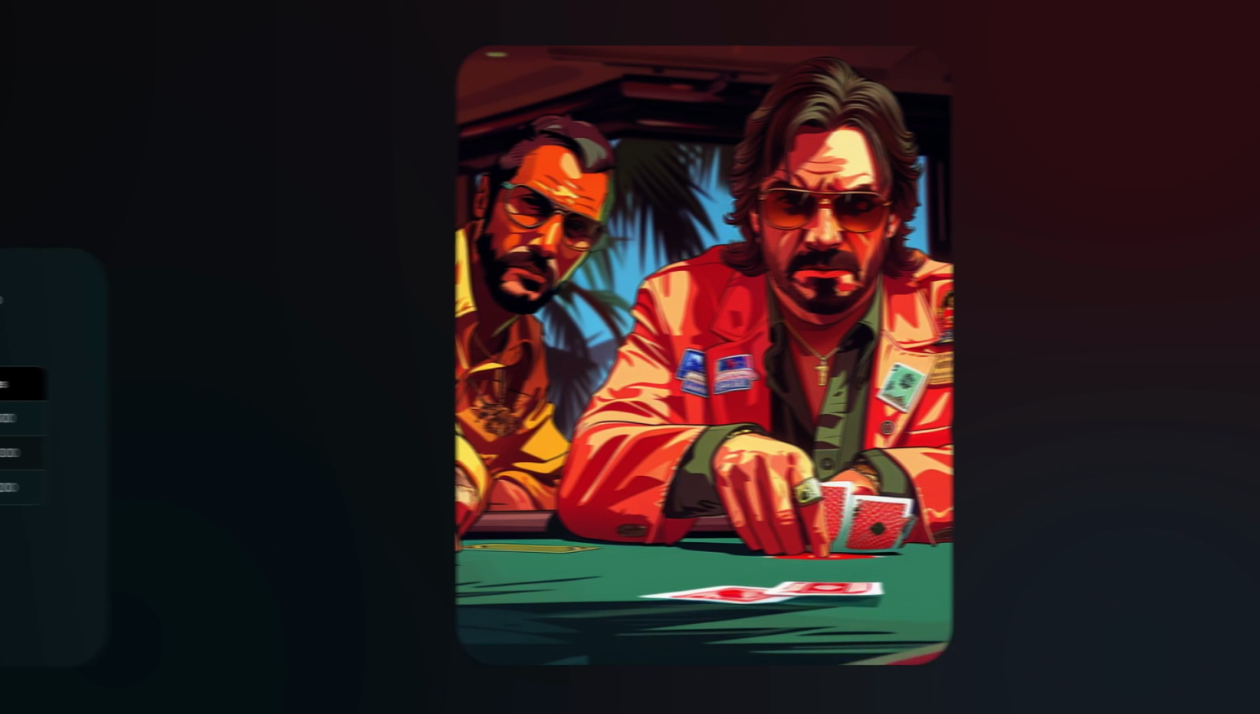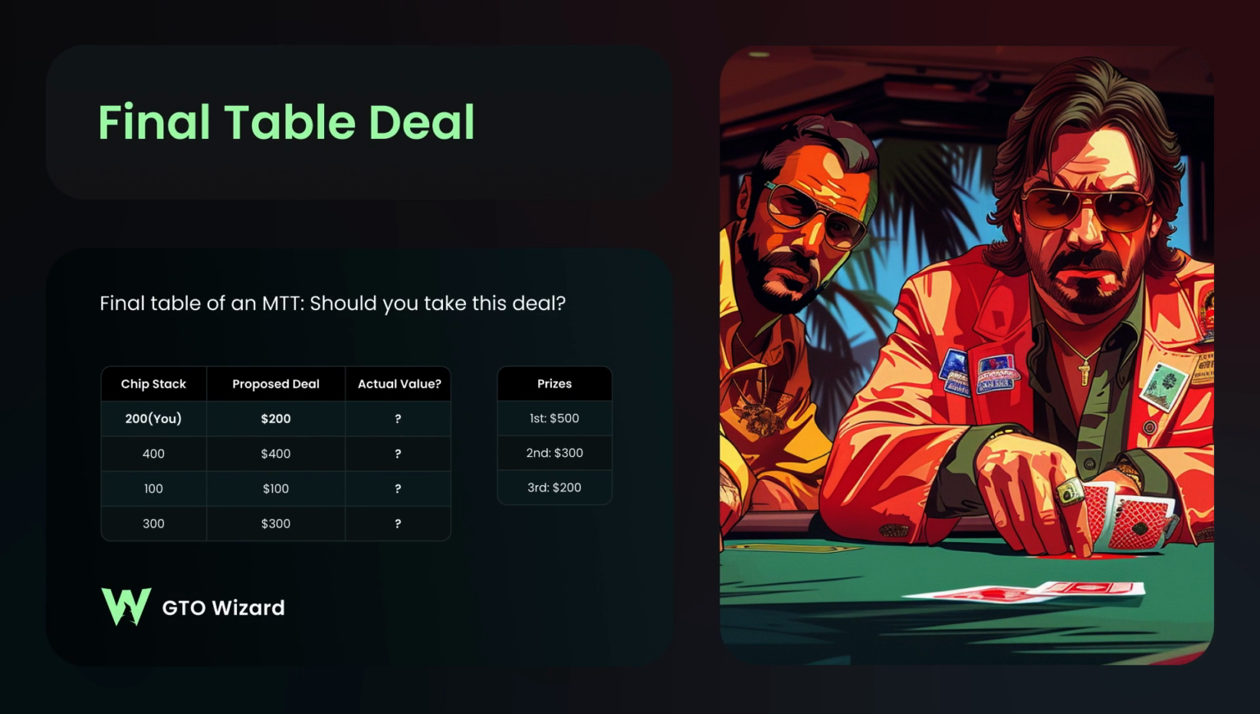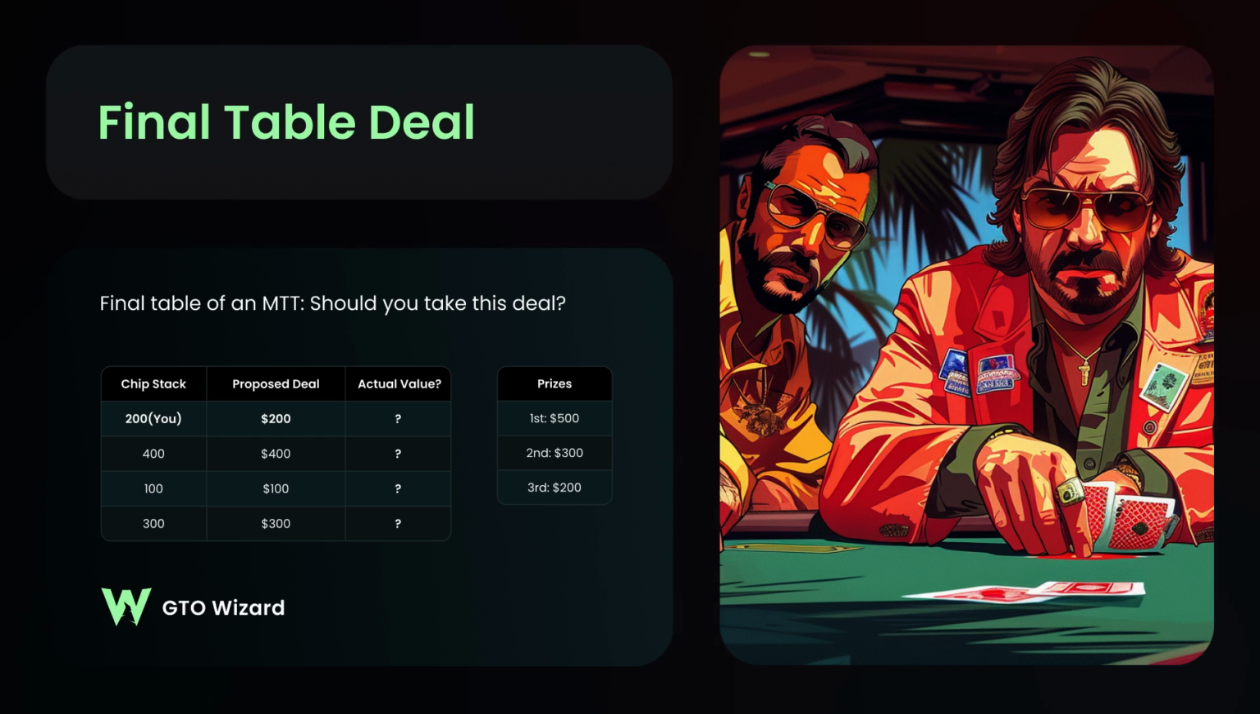For this next example, I want you to imagine that you're negotiating a deal at the final table of an MTT. There's 4 players left, including you, and you can see exactly what the chip stacks and the proposed deal are. Now, you're one of the shorter stacks here, and what they're offering is essentially called a chip chop, right? You have 1/5 of the chips, and therefore you should win 1/5 of the prizes. All right. Now, I want you to take a moment and consider if you think this is a good deal, a bad deal, or a fair deal.